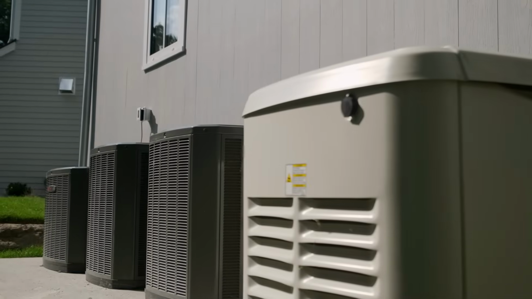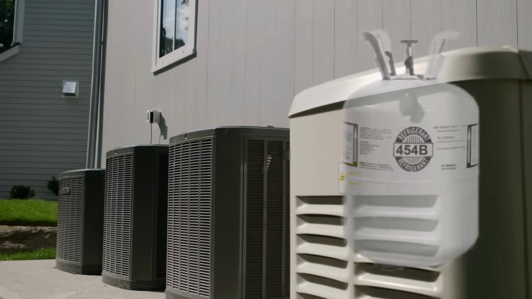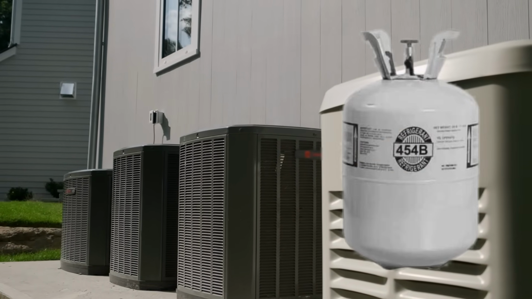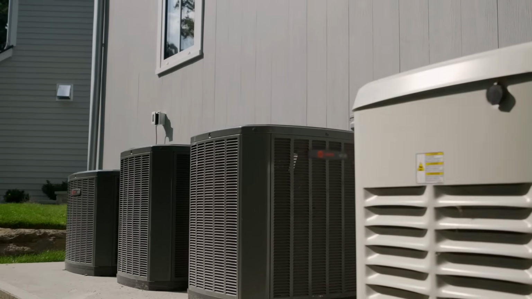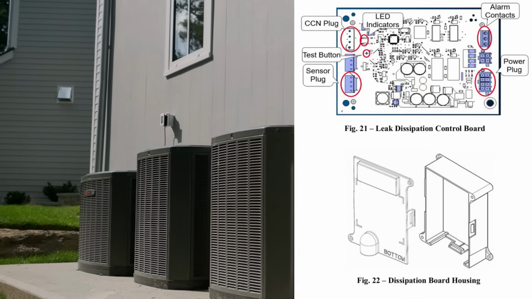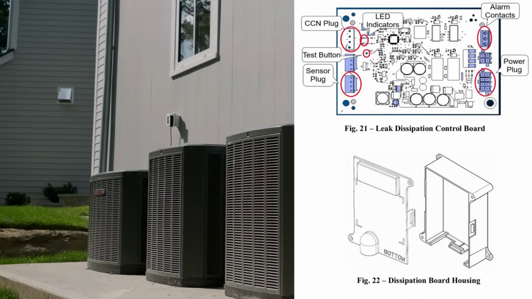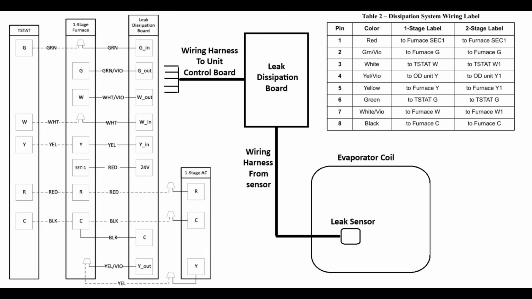So I finally had the chance to install one of these new R454B air conditioning systems. With these systems, the A2L refrigerant has a leak dissipation control board that has to be wired into all the control wiring between the thermostat and the furnace or the air handler. So that's what we're going to cover today. I'm going to show you guys how this thing is wired up, how it works.